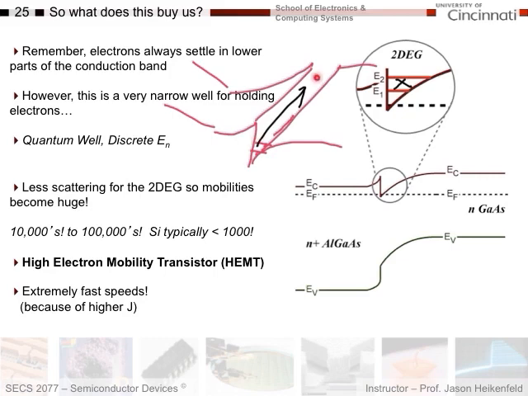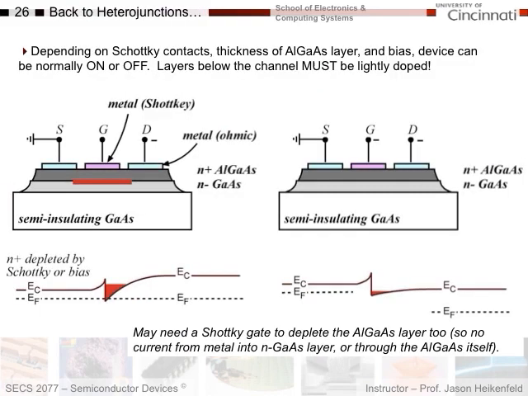They don't bump into each other, and if they don't bump into each other, then my mobility goes through the roof. That's why we call this a high electron mobility transistor, or a HEMT. I get extremely fast speeds because I get a higher current density, reducing R in my RC time constant equation. Let's look at how we modulate this.